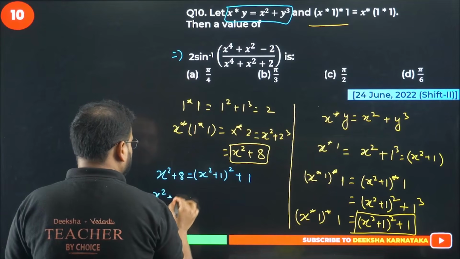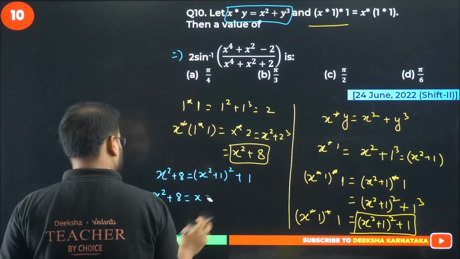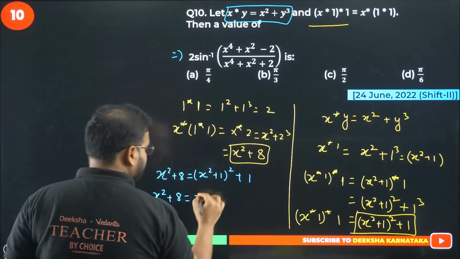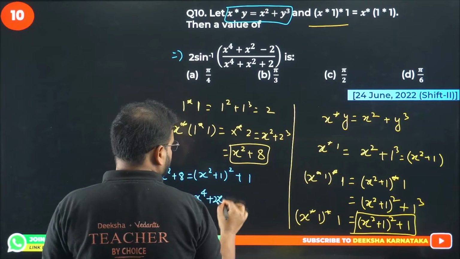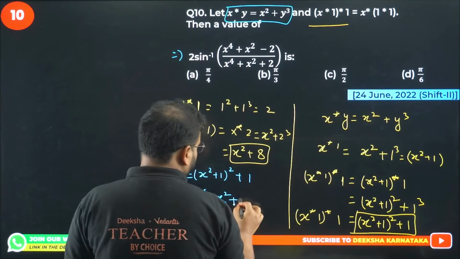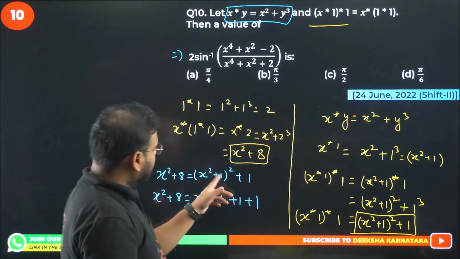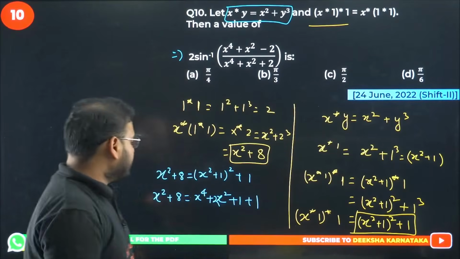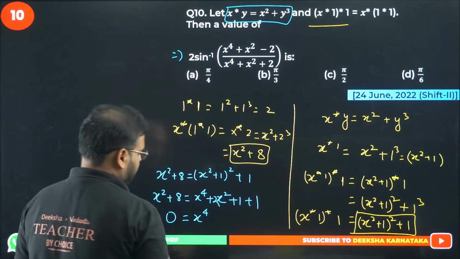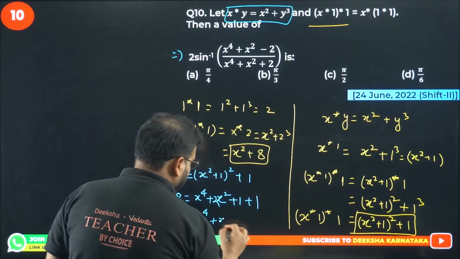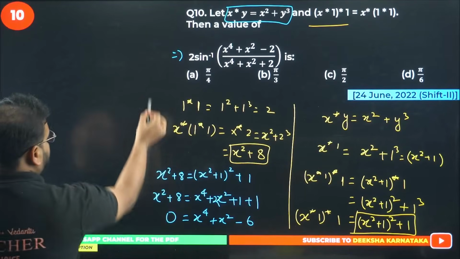Expand, I get x square plus 8, x square the square means x power 4. Simple calculations, pay attention please on the board. x power 4 plus, we get 2x square, okay, and we get 1 plus 1. That's right. We get here 1 as 1 and we get 2x square. Simplify this, we get here 0, x power 4, we get plus x square and we get minus 6, okay.